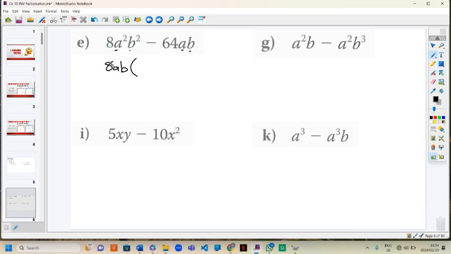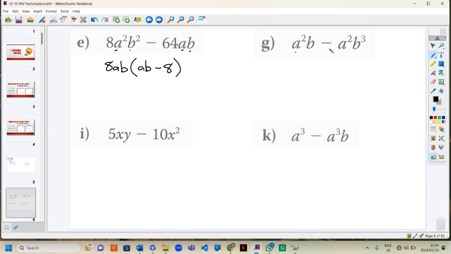I've taken out an 8. I took 1 A away, 1 B away. So what's left is AB. Minus, what's left here? If I take out an 8, an 8's left, and I've taken out the A and I've taken out the B. That's all that's in the bracket.